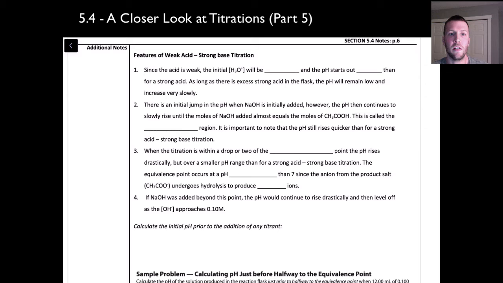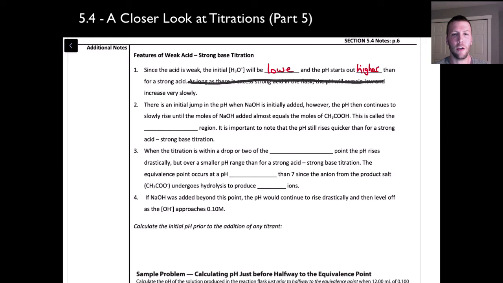In this case, since our acid is weak, the initial concentration of hydronium ions is going to be lower than that for the strong acid, strong base titration, and therefore our pH is going to start higher than it was for the strong acid. The next line is a typo, so please cross that out.